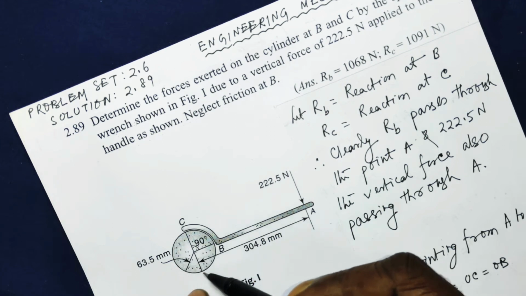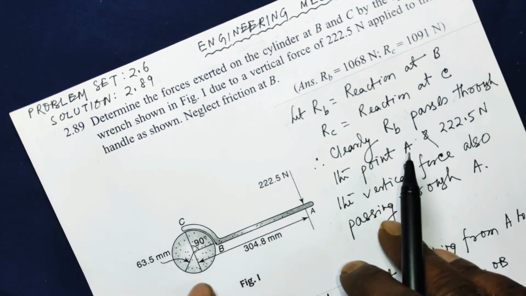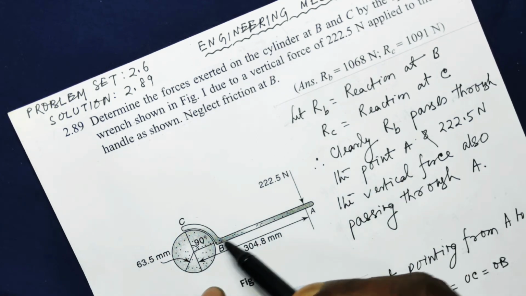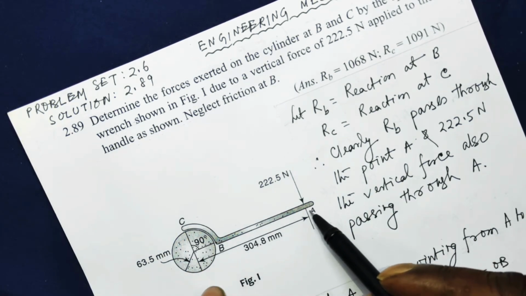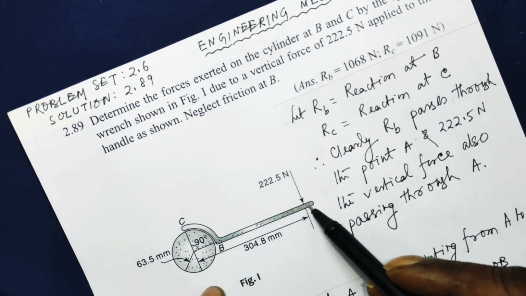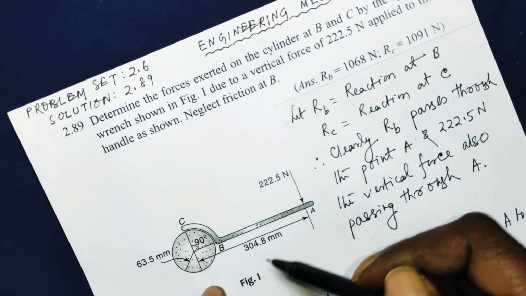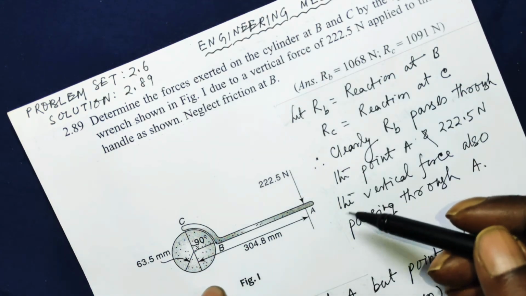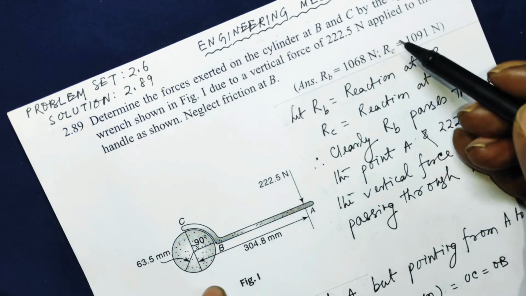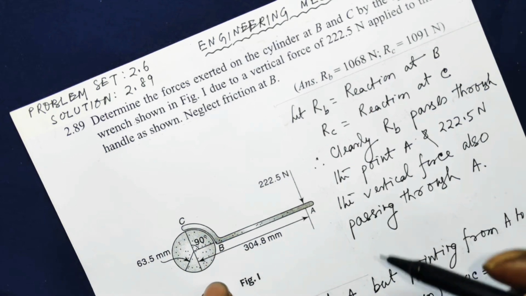Look, this is a cylinder. Its radius is given as 63.5 mm. And this is a spanner A, B, C. This is the handle. A, B is the handle of the spanner wrench shown in the figure, due to a vertical force of 222.5 Newton applied to the handle as shown. Neglect friction at B also.